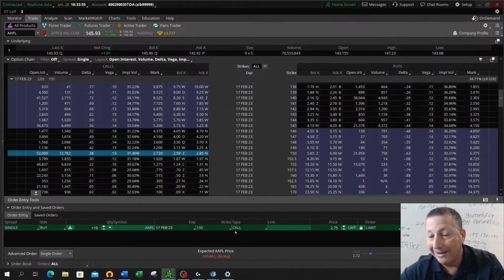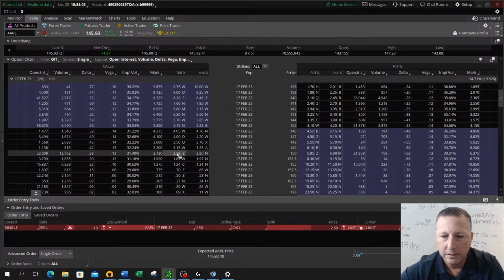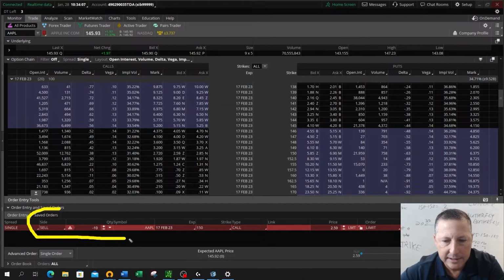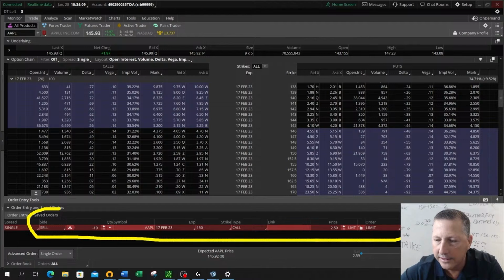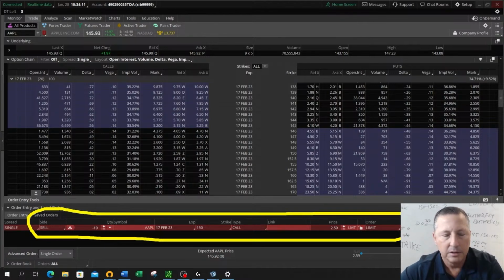And same thing, if I wanted to sell that option instead of buying that option, I would click on the bid. And now you can see that order populated as a sell order. All of these parameters are the same.